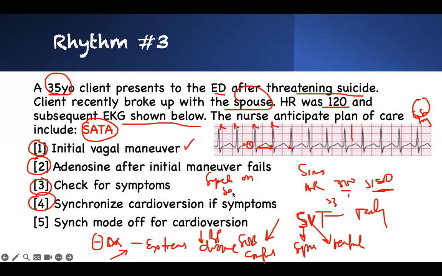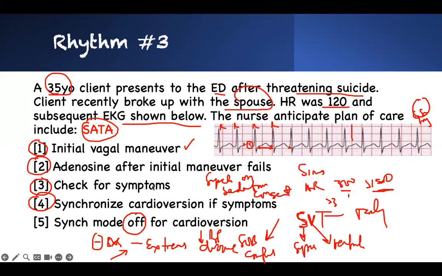The patient needs sedation. You need to give them some sedation, right? You need to obtain consent and tell them what you're going to do. And then you shock them. Usually it's a very low voltage. But synchronized cardioversion is for when the patient is symptomatic. Sync mode off for cardioversion? No, the sync mode should be on. So the answer choices are 1, 2, 3, 4.